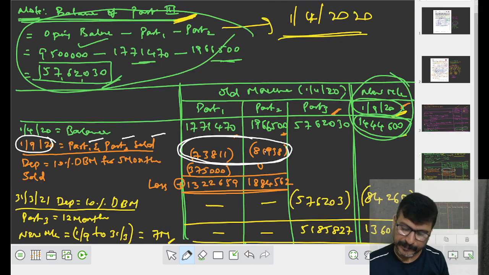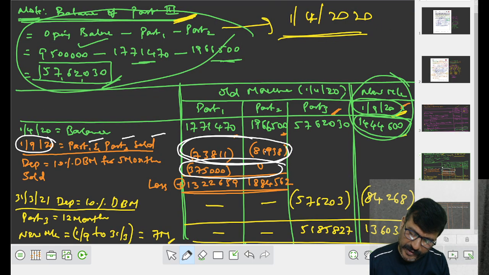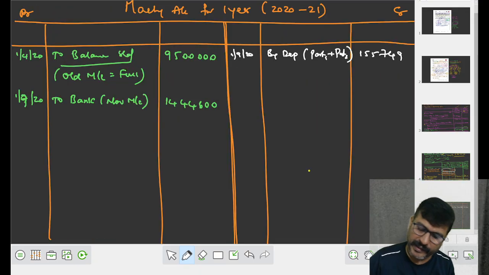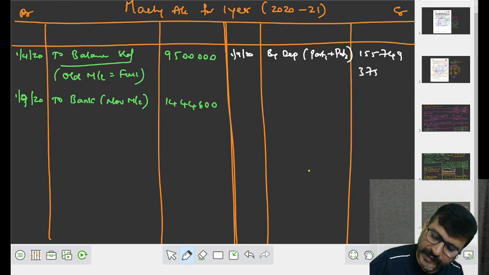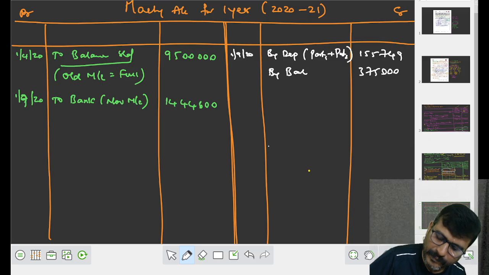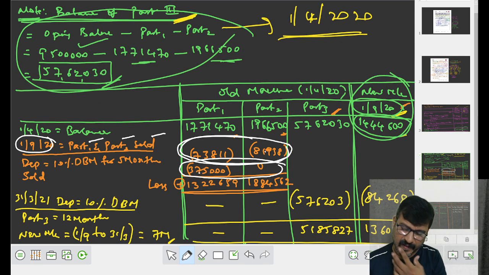Then what to do? You have sold 3,75,000 plus 0. Add both, 3,75,000 plus 0. It comes to what? 3,75,000 only, right? What we have to write? By bank. Sold. Then there is a loss, right? P&L as a loss. How much loss?